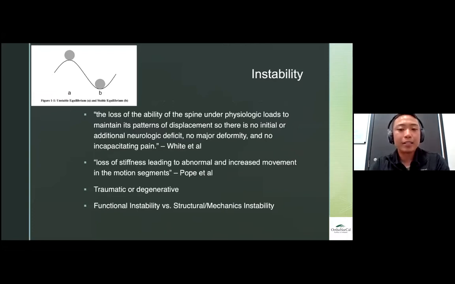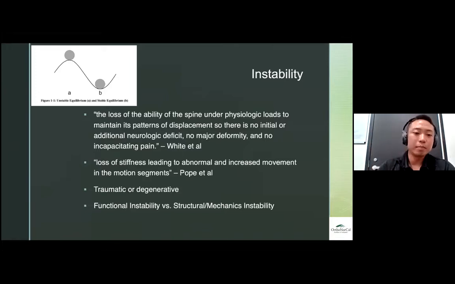All right, instability is a loss of the ability of the spine under physiologic loads to maintain its patterns of displacement, so that there's no initial or additional neurologic deficit, no major deformity, and no incapacitating pain. A lot of words again, but I like the lower definition: loss of stiffness leading to abnormal and increased movement in the motion segments. So if you could take a look at this diagram on the left side.